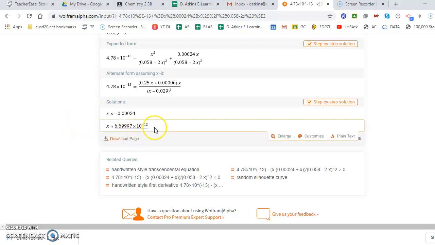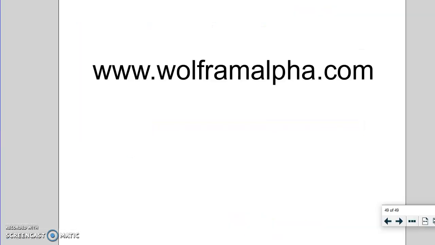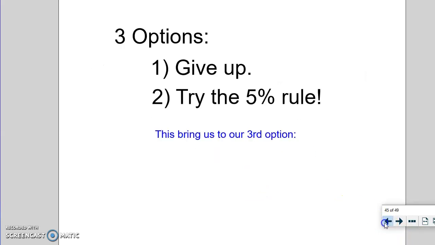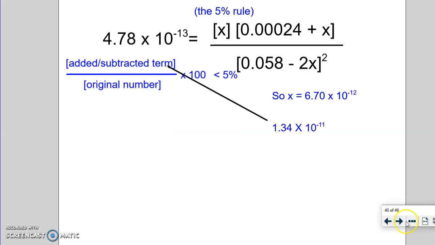We had 6.7 times 10 to the negative 12th as our answer. Turns out that if we had solved it analytically, we would have gotten almost exactly the same answer. Well, how do we know that this is the answer and that that isn't the answer? If we go back to the original, you'll notice that we have a positive number here and a negative number here. So if we go back to the original equation, you see that x is a term here. So the question is, can x be negative?